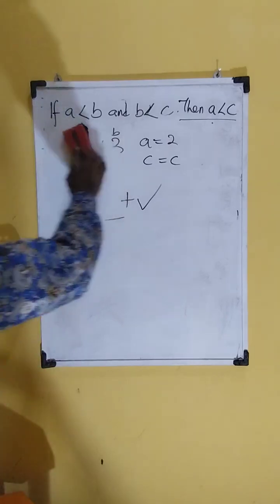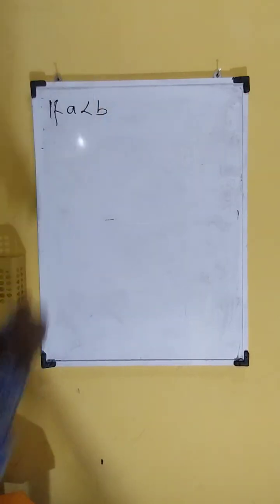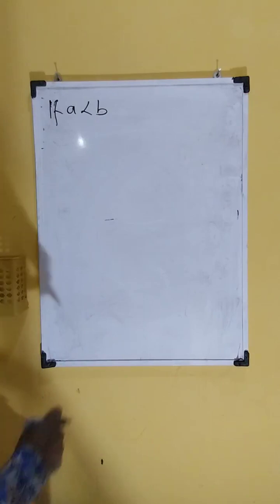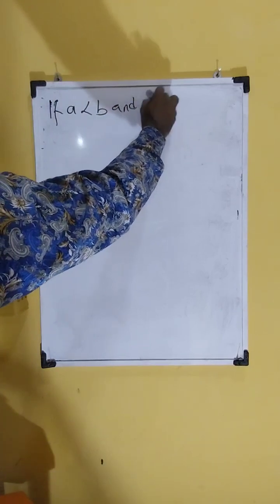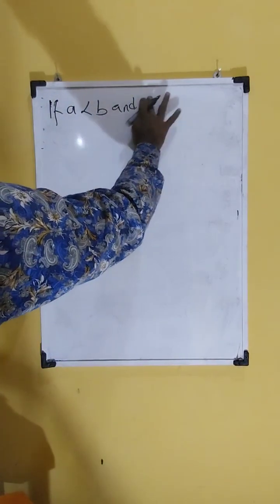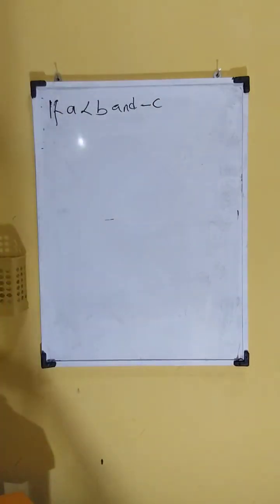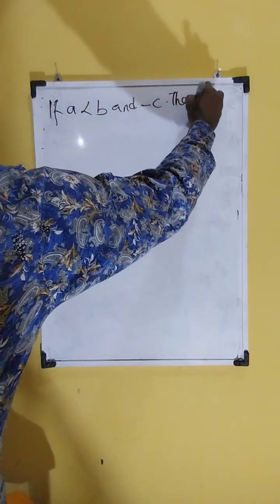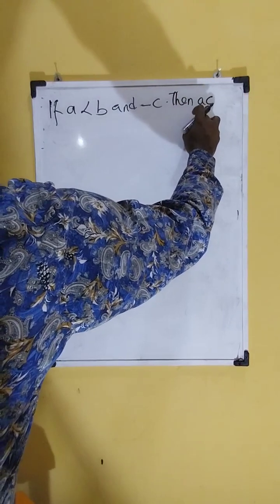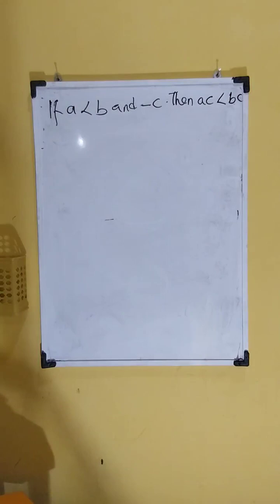Okay. If A is less than B, and C is negative. Let's put it like this. It's a negative value, yes? Then AC is less than BC. Then AC is less than what? BC. It's less than BC.